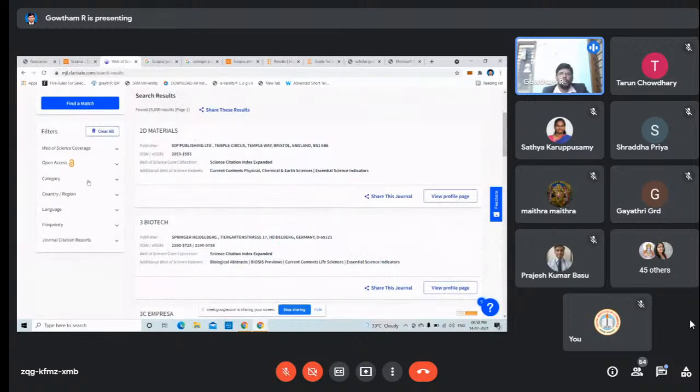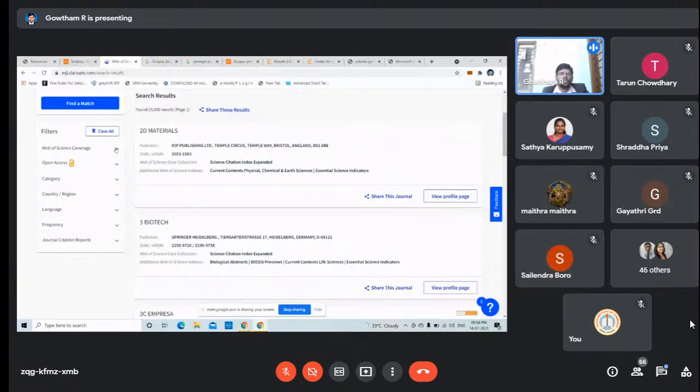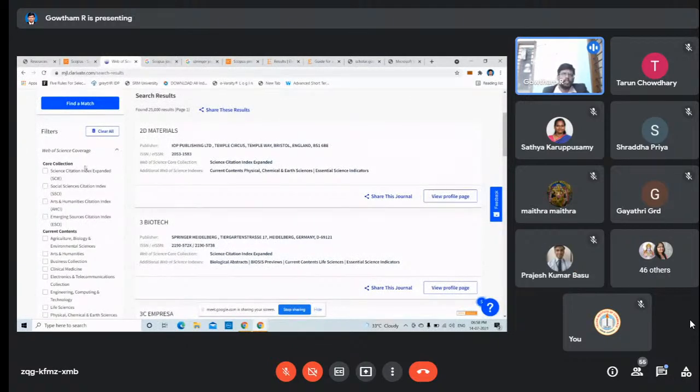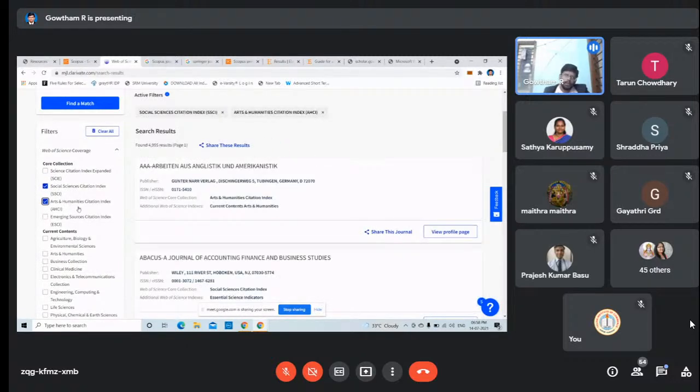Here you could find so many filters coming up. I'm just going to click on Web of Science coverage, and Web of Science has 4 different core collections. Just like how in Scopus we have Q1, Q2, Q3, Q4, we have 4 different collections under Web of Science: SCIE, SSCI, AHCI, and ESCI. Since we are from Arts and Humanities and Social Sciences, let us choose these 2 indexes.